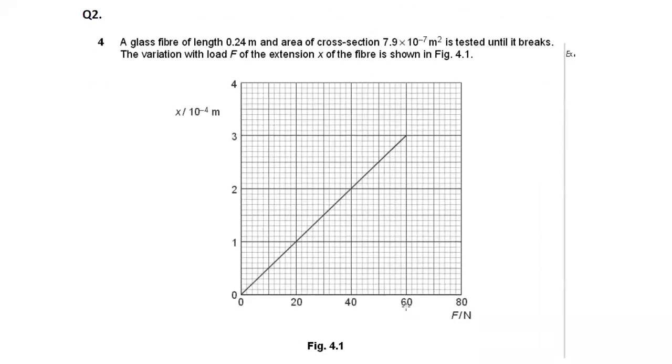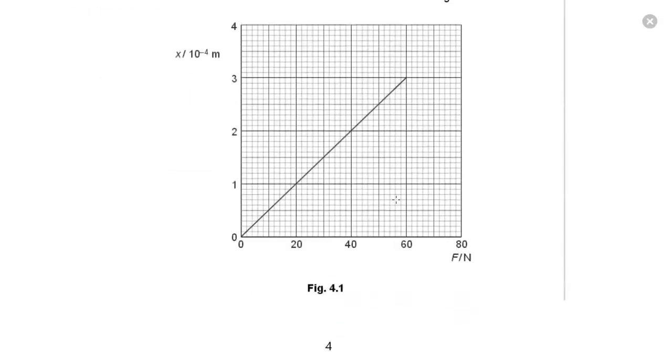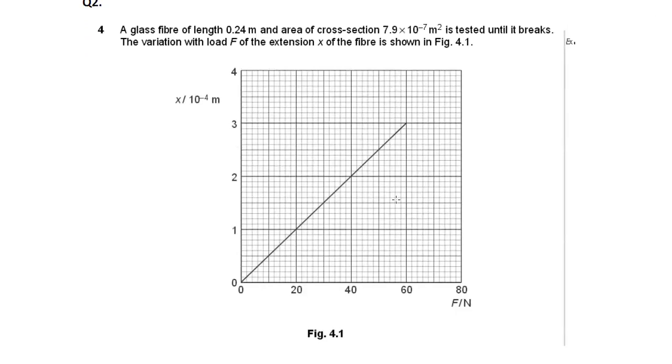A glass fiber of length 0.24 meters and area of cross section 7.9 × 10^-7 meters squared is tested until it breaks. The variation with load F of the extension X of the fiber is shown in figure 4.1. State whether the glass is ductile, brittle, or polymeric. What do you guys think? Ductile, brittle, or polymeric?